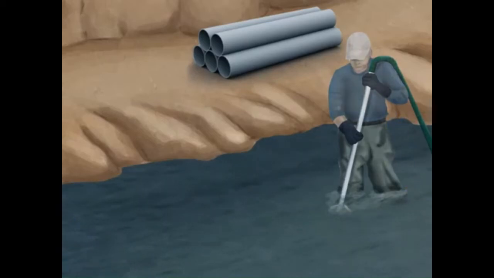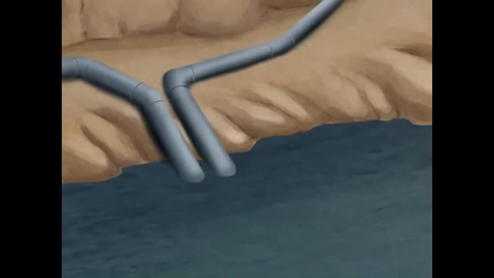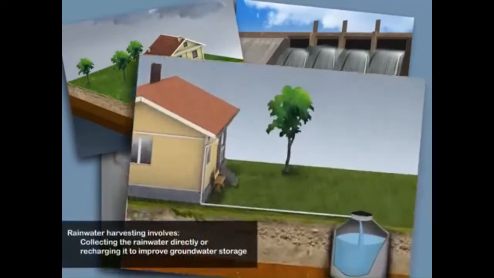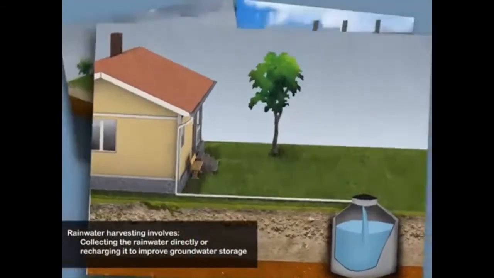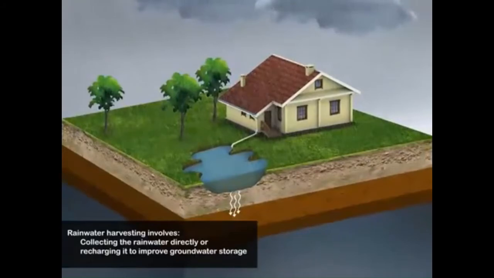Water harvesting encompasses all the different methods of conserving and collecting rainwater. One such method is rainwater harvesting and another is recharging groundwater. Rainwater harvesting involves either collecting the rainwater directly or recharging it to the ground to improve groundwater storage.